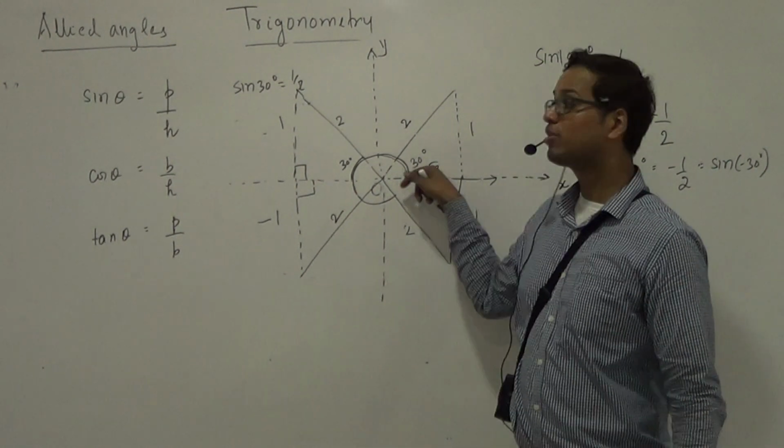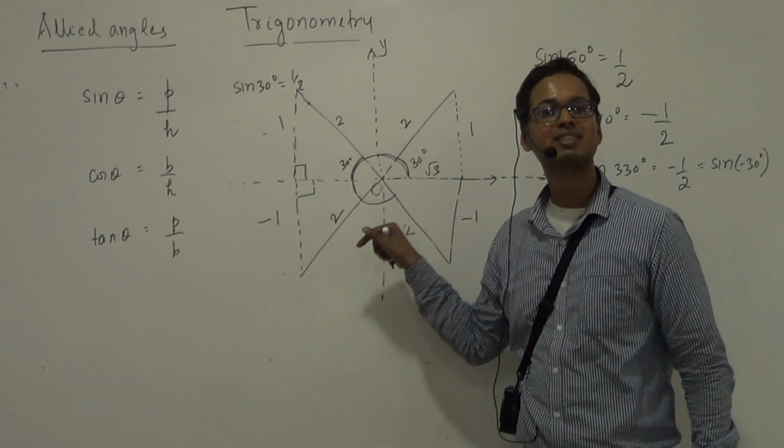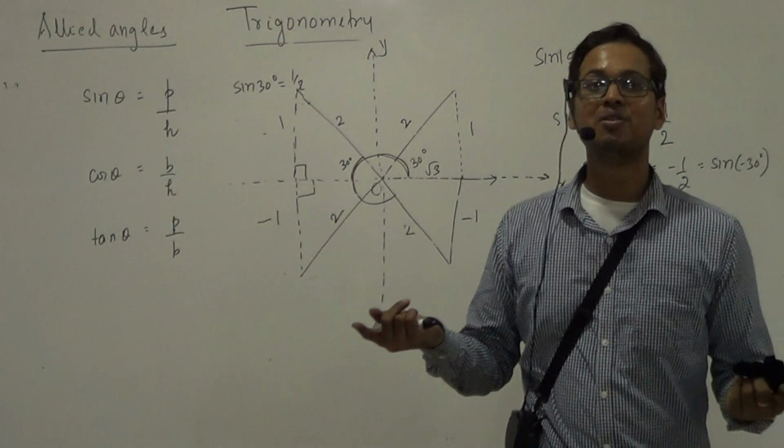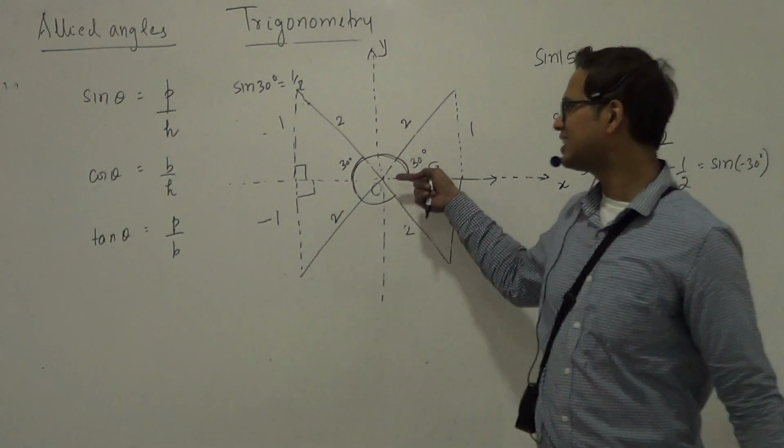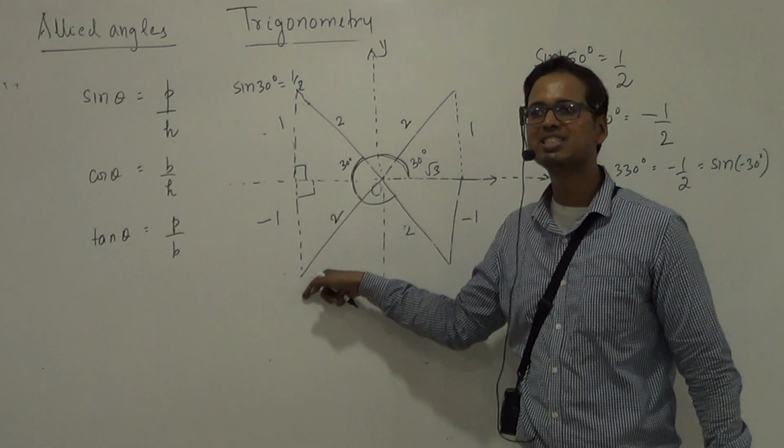Understood? What will be cos 210? Sine of n by 2, and n is even. What is it? Minus root 3 by 2 again, because the base is still negative and the hypotenuse is positive.